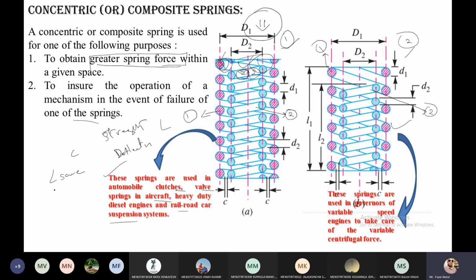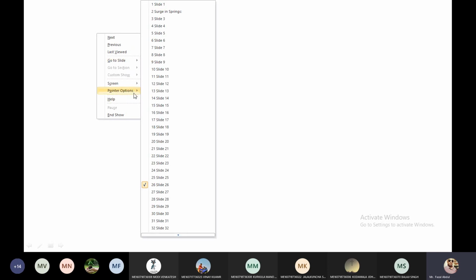See here, for the springs having the same length L and the same material, whatever material we are preferring, that material is same. These are all our assumptions: spring index is same, deflection is same. Based on these assumptions, we are going to compare all the parameters. So one by one, we are assuming that both springs are made of the same material.